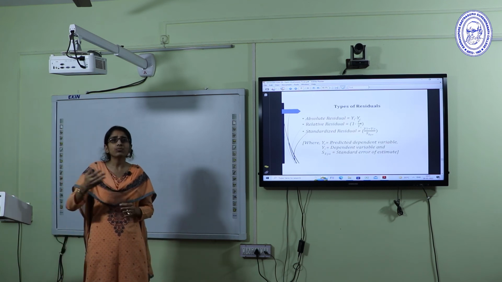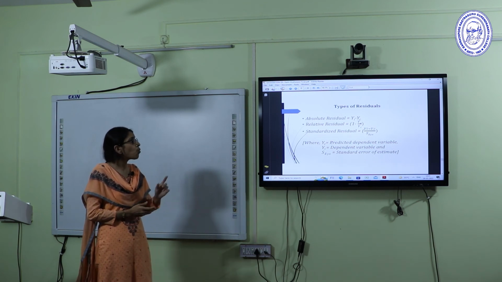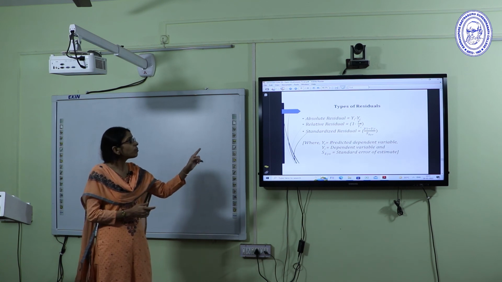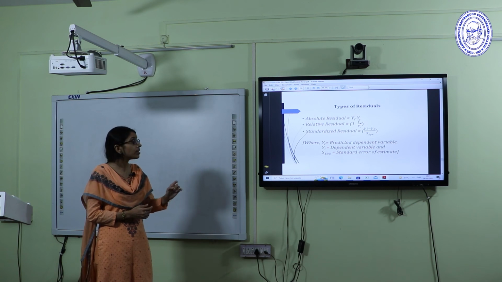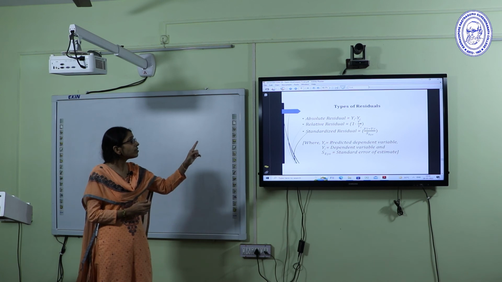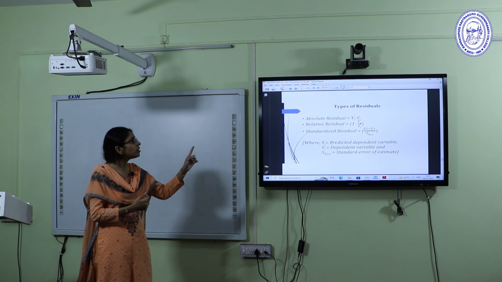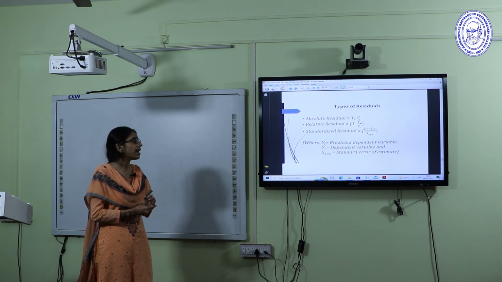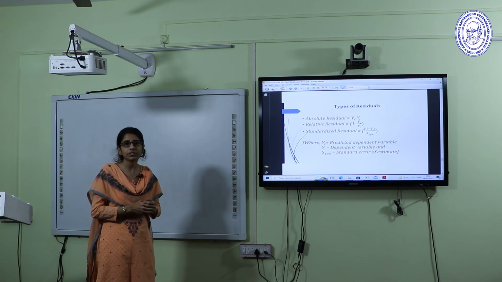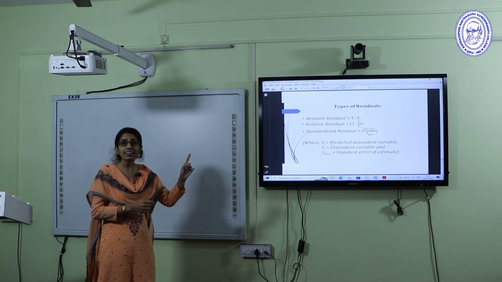There are different types of residuals. That is absolute residual, yi minus yc. Here yc is your predicted dependent variable. Yi is your observed dependent variable. The second one is relative residual, 1 minus yc by yi. And the third one is standardized residual, that is yi minus yc divided by the standard error of estimate, SEYX.